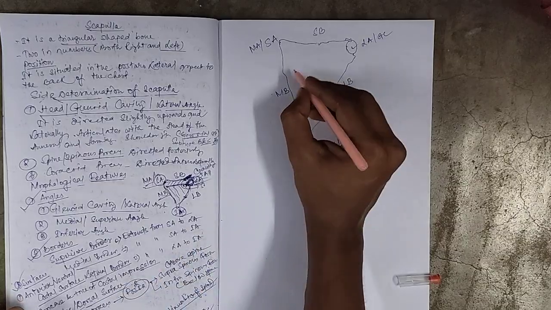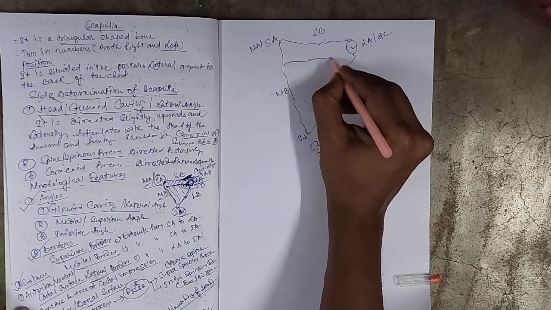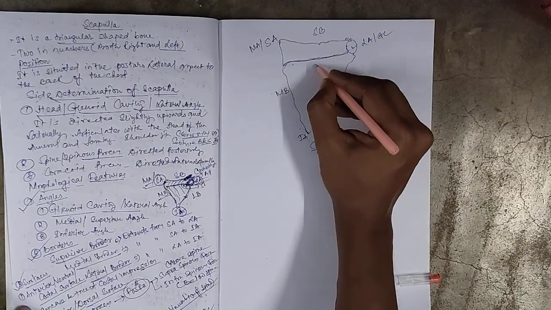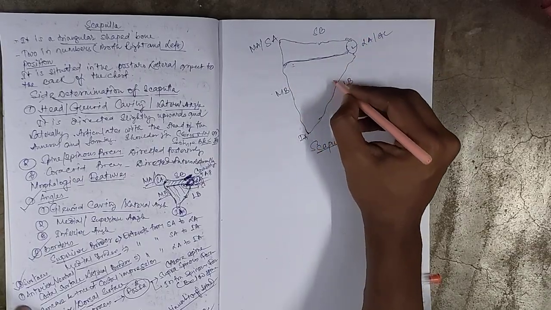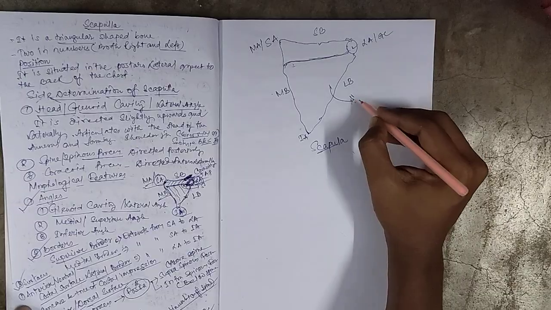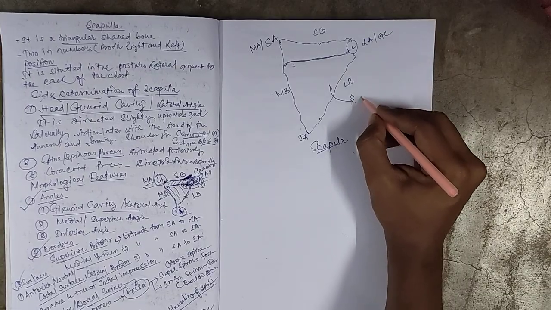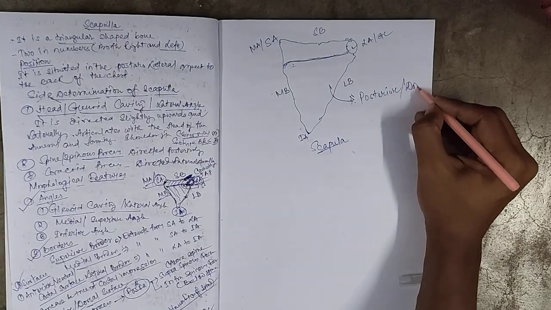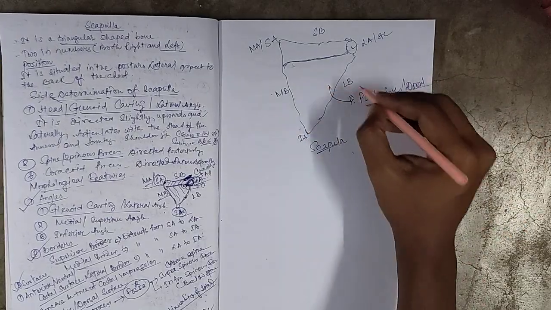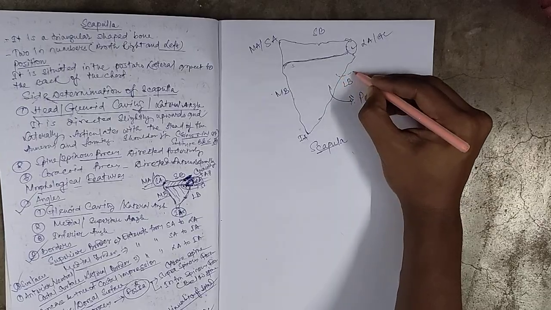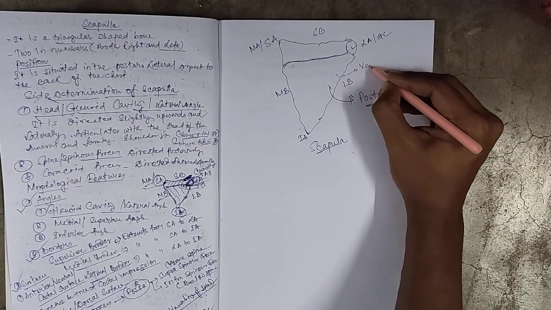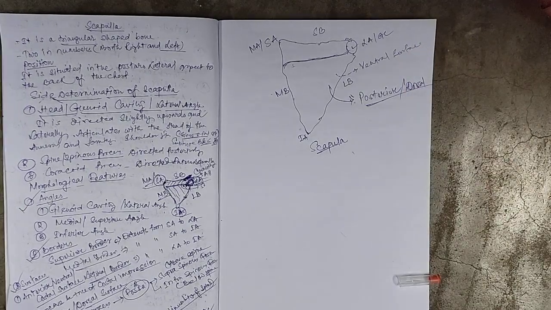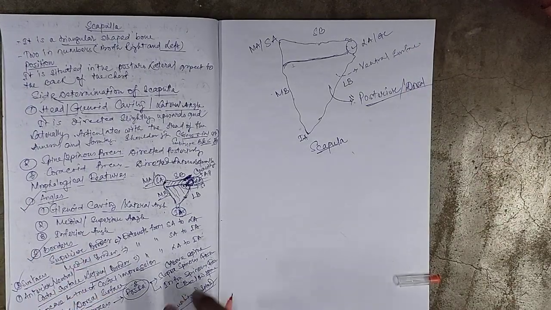Now 3 surfaces. You can see in the diagram, this is the posterior or dorsal surface, and behind it there is the ventral surface or costal surface or anterior surface.